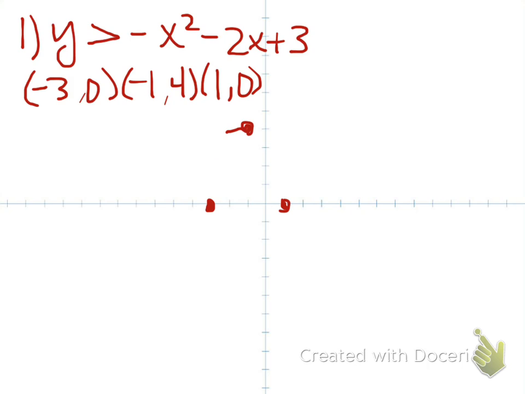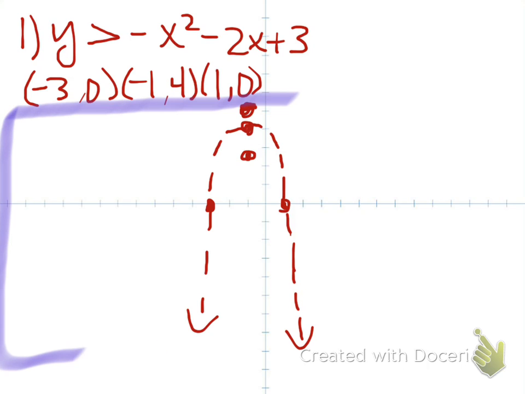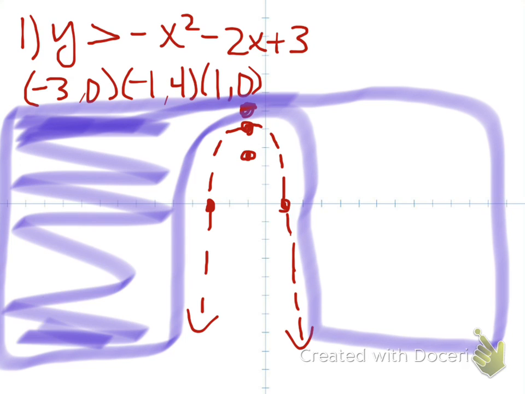Then I'm looking at the symbol. If it's a greater than symbol with no line underneath, I'm going to make that a broken parabola. So there's me making the broken parabola. Greater than means I should shade above. So that's what I'll do, shade above, looking at those points, and there's me shading above.